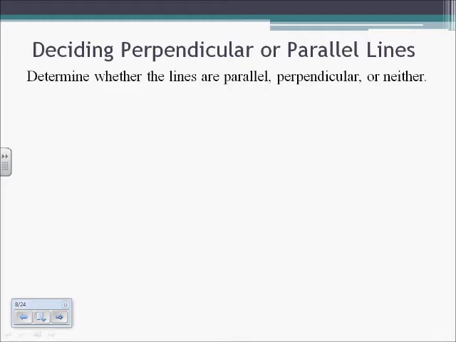Okay, deciding perpendicular or parallel lines. Our question and our task is to determine whether the lines are parallel, perpendicular, or neither. So given a set of coordinate points here, one line at -2, 6 and 0, 1, another line being -6, 5 and -4, 0, we need to determine whether they are parallel, perpendicular, or neither. As far as the slopes are concerned, we need to find the slopes for the two lines.